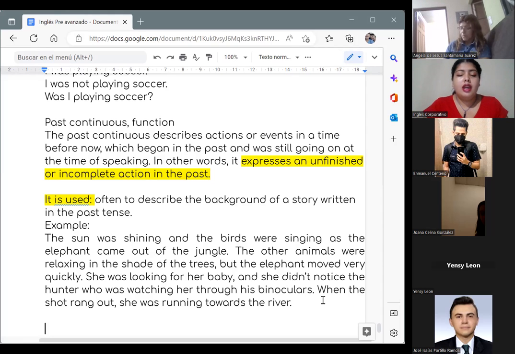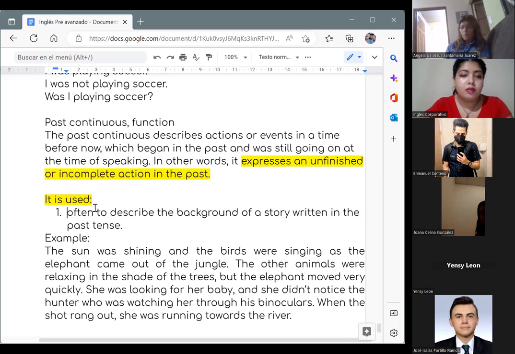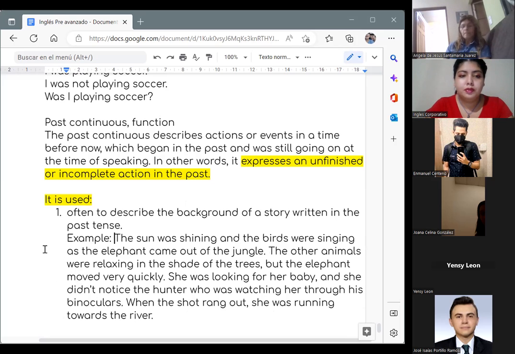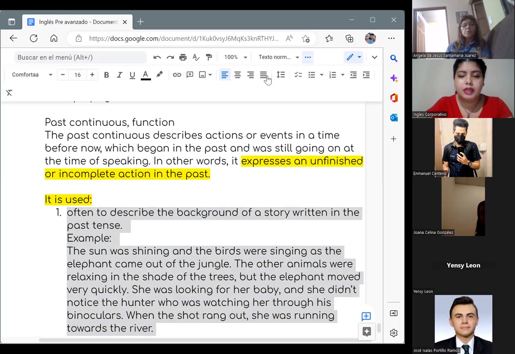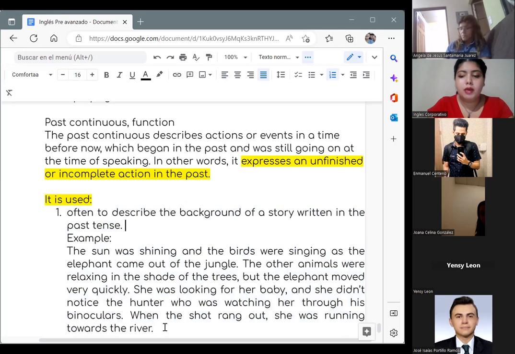Then we can use the past continuous to describe an unfinished action that was interrupted by another event or action. So the first use that we can give to the past continuous is to describe the background in a story written in the past tense. The second one is to describe an unfinished action that was interrupted by another event or action. In this case, I'm going to move this one and put number one, because we're going to have number two also. In this case, we are going to move this one a little bit. Yes, like this.